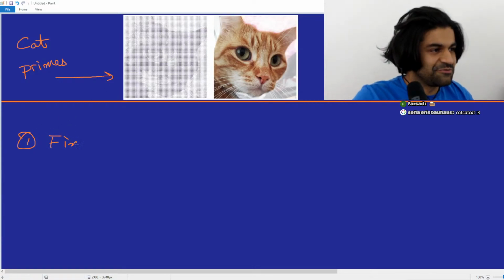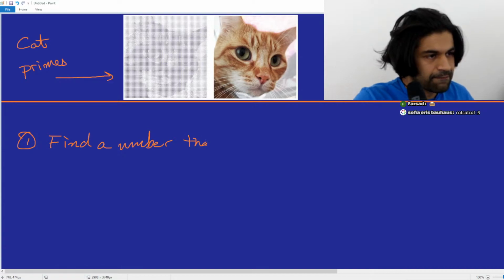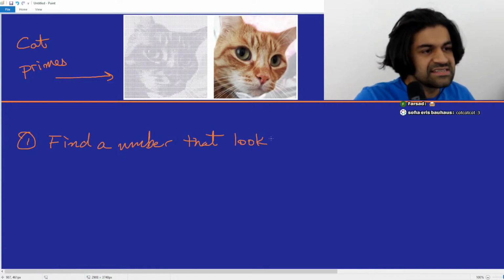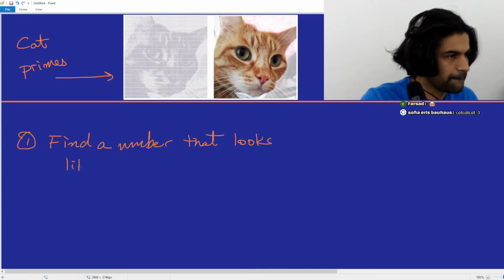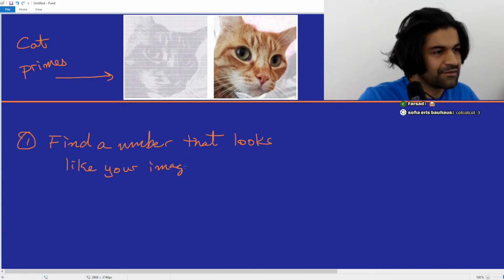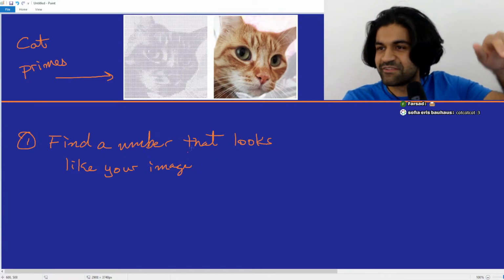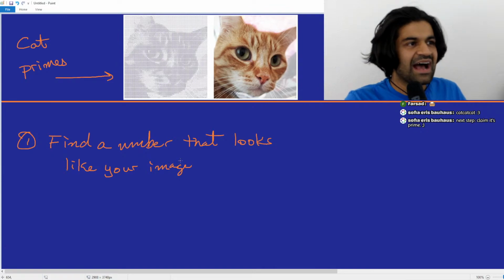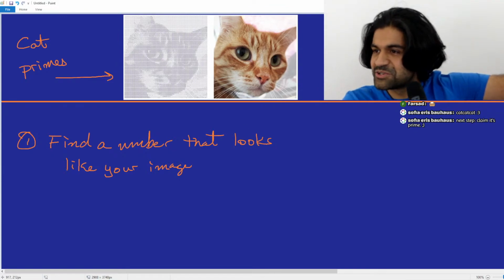So you just need to find a number that looks like your image. This is not a particularly challenging step. And don't worry, I'll show you the code eventually. So the first step is, of course, you need to find a number that looks like your image. How do you do this? Well, here's the idea. You convert your image.